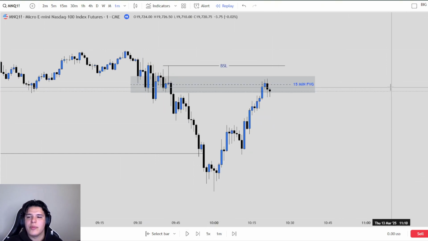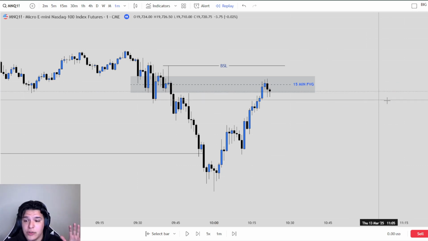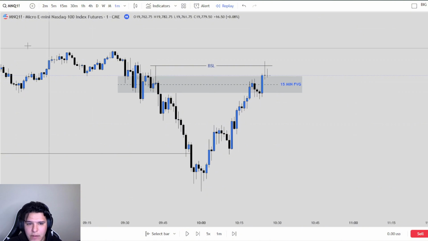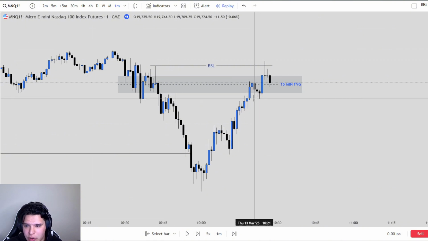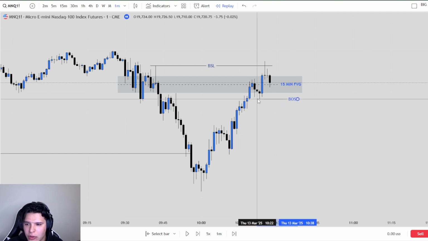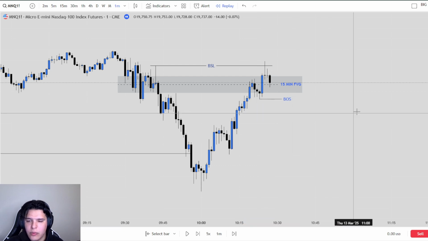Okay, boom, we've tapped into it. Step one, we've already identified the higher time frame fair value gap. We have now traded into it. What are we doing? We need to wait for that break of structure on the 1 minute. At this point, our break of structure is going to be when price action is able to take out this previous higher low on the 1 minute time frame. All right, we have that marked out.